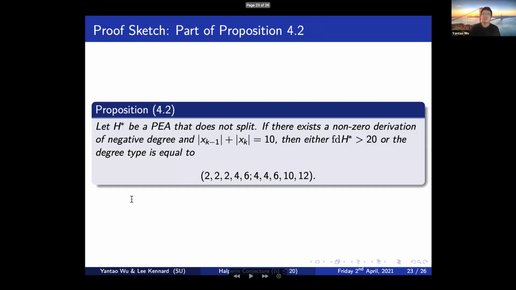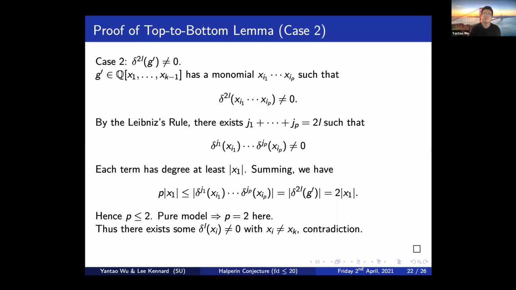The other case is that delta 2L of g prime is not 0. Since we know that g prime is the sum of many monomials, there's one monomial such that the image is not zero. Using the Leibniz rule, we can expand and see that there must be some term that is not zero. So we will have this inequality here. Each term must be non-zero, so each term must have degree at least x1. So we consider its degree. We know that p times the degree of x1 must be bounded by the degree of this part. On the other hand, the degree of this one is just the degree of delta 2L of g prime, so we count this 2 times x1.